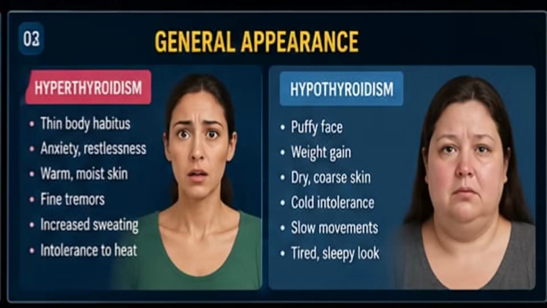So let us begin. Whenever you approach a patient, start with general observation. A patient with hyperthyroidism usually appears thin, restless, anxious, and may have excessive sweating. In contrast, a patient with hypothyroidism often looks tired, slow, overweight, and may have dry skin and puffy face. Many clues can be obtained before even touching the patient.